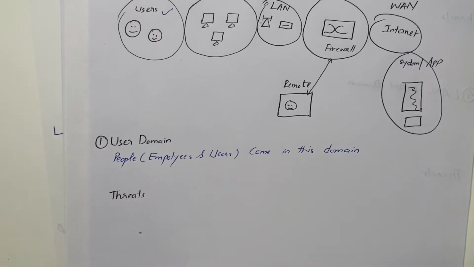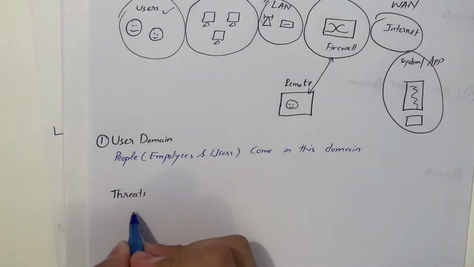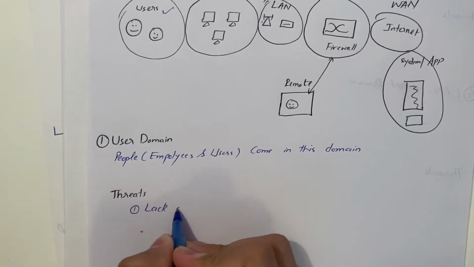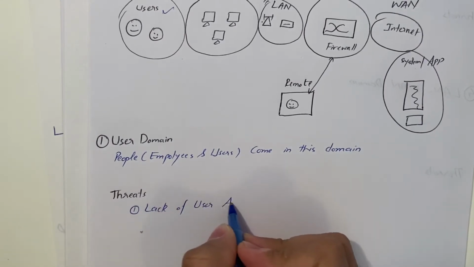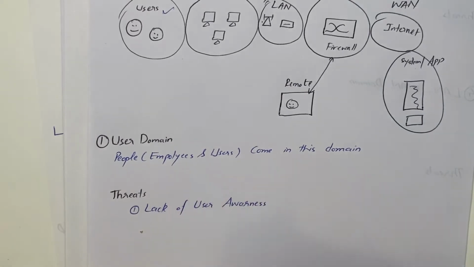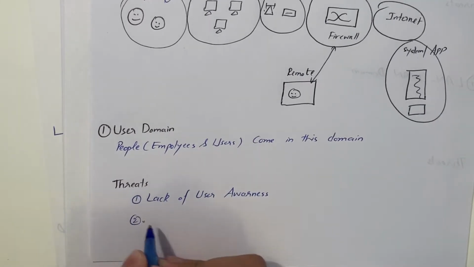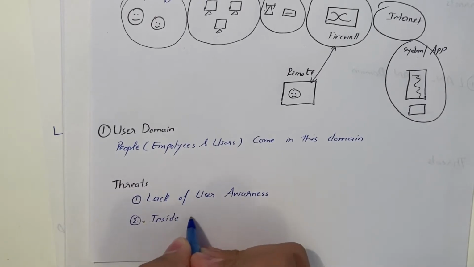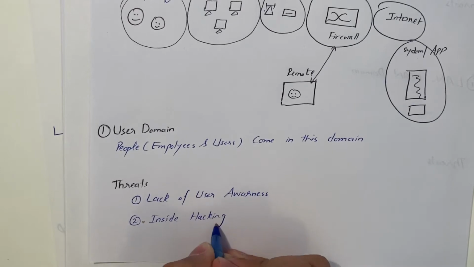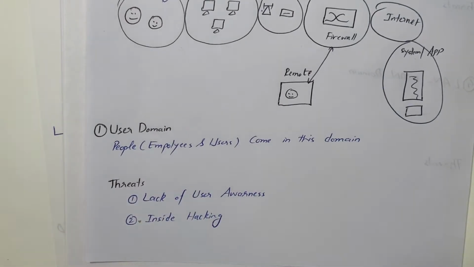Now, what kind of threats do we have from people? The first, or the biggest, threat is lack of user awareness, like education and all that. Number 2, insider hacking. People are the weakest link of any information system or any organization, in fact. The biggest threats to our systems are basically from people as well. They are the protectors, but we do have threats from them as well. So the user domain, people, employees, users of the system who can access the system, come in this domain, and these are the two main threats that we have from users.